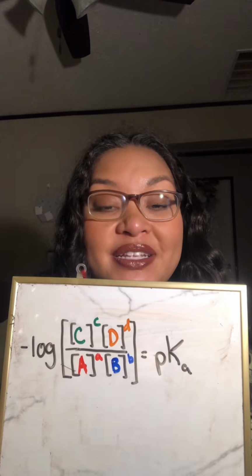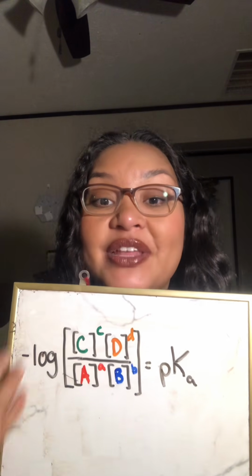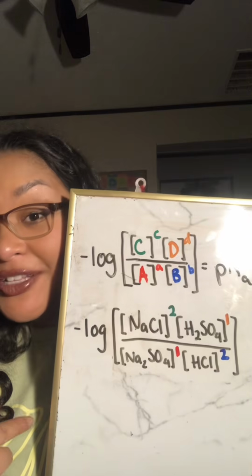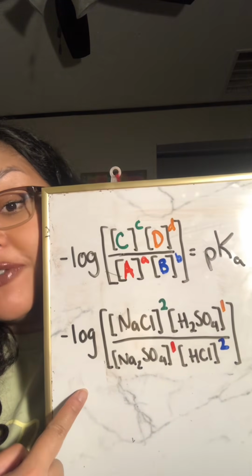Of course, if you're doing this in a calculator, I would rather that you solve for the Ka first, take that value, and then take the negative log of that value. And considering that example we had, this is what the pKa would look like when solving for this particular reaction. I'll let you guys take a screenshot.